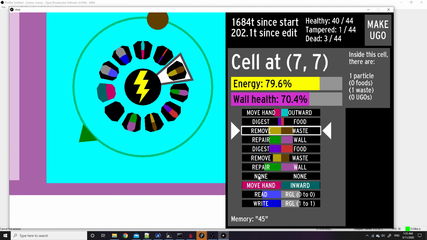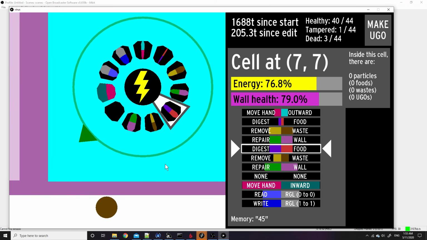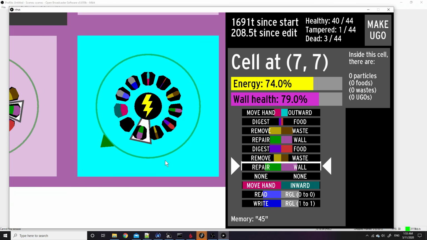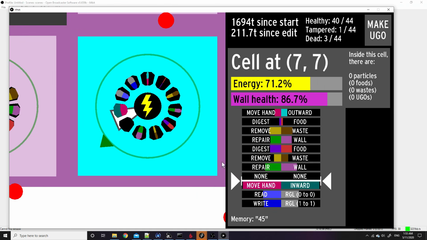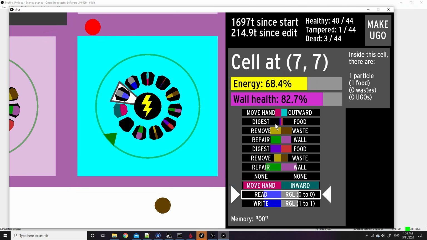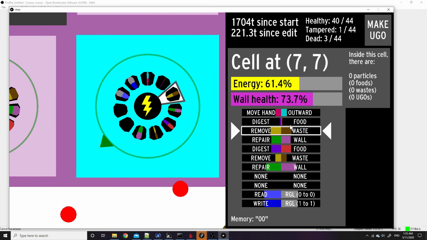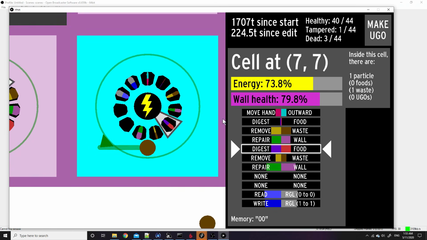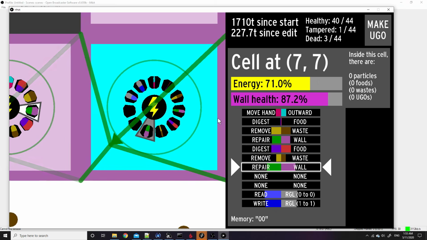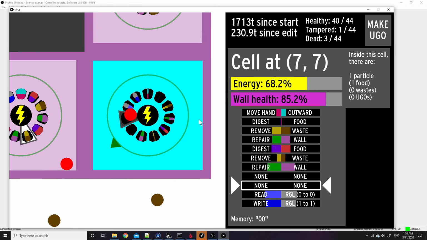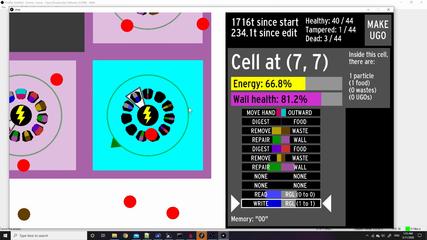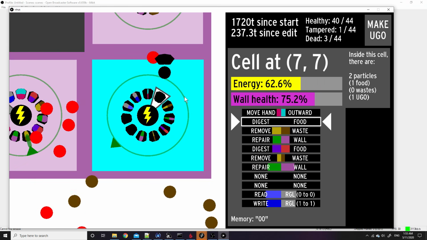Alright, so the first move hand inward codon just died, but that actually has no effect on how the hand does its operations because there's 2 of them in a row. But the digest food codon is now about to die, which means that this cell might actually die from starvation before it dies from wall health decay, I think. Although starvation leads to wall health decay, so all cells die from wall health decay eventually.